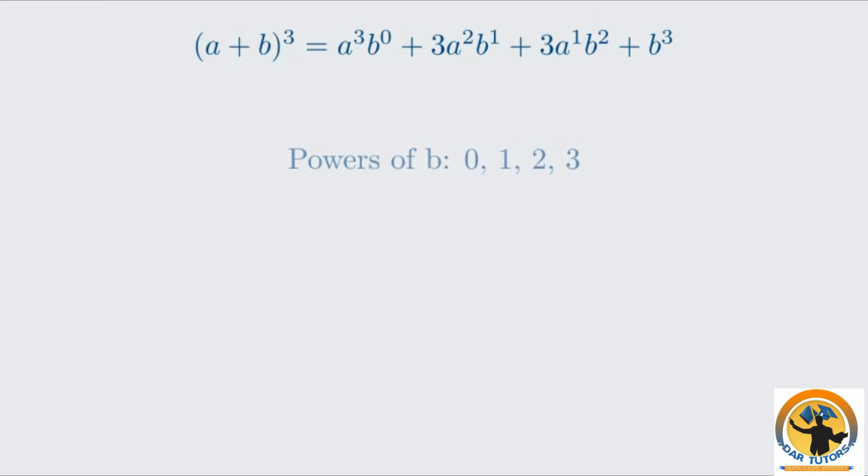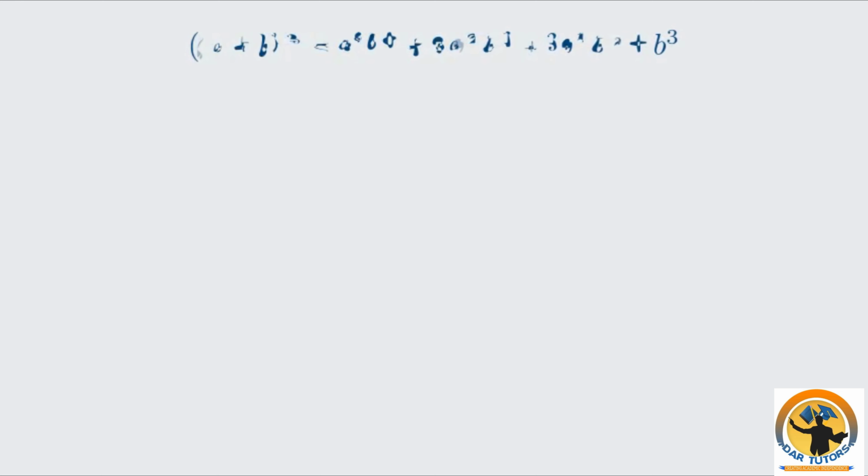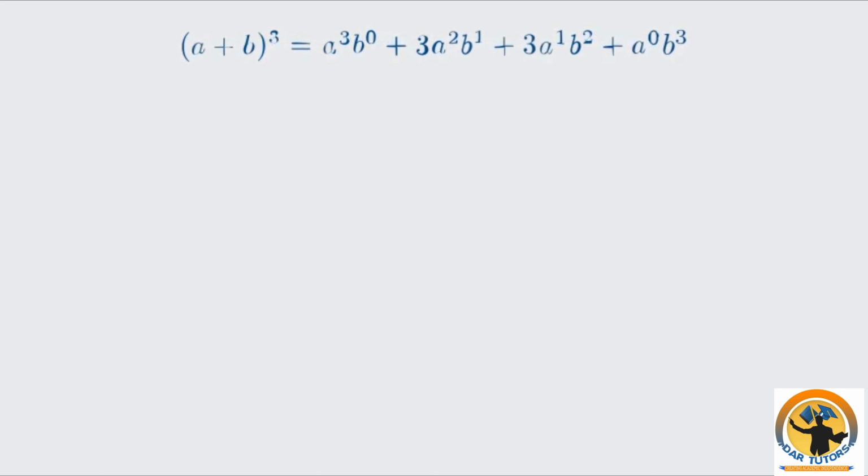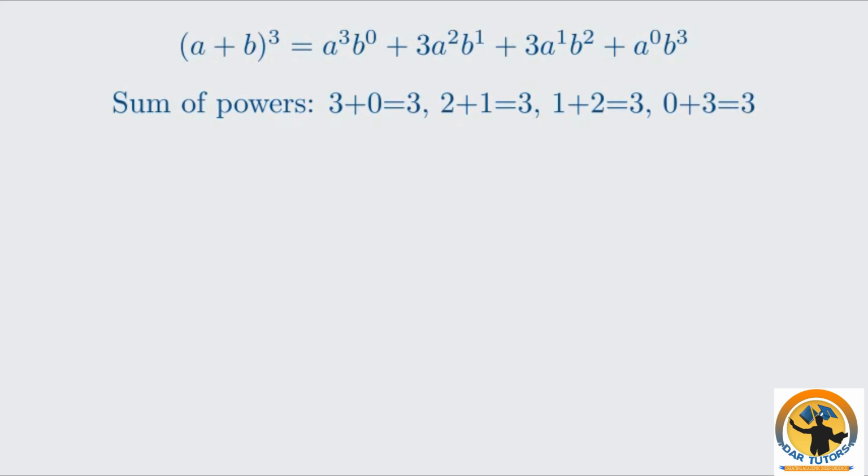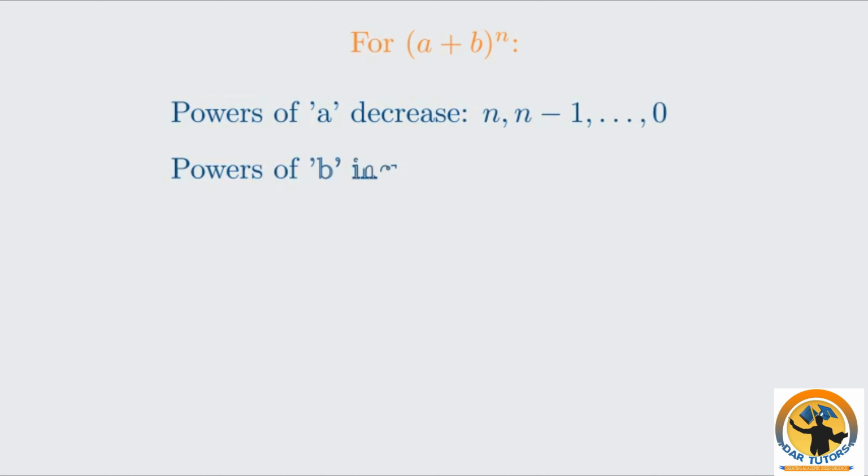A crucial observation is that the sum of the powers in each term is always equal to the original power of the binomial. For a plus b cubed, 3 plus 0 equals 3, 2 plus 1 equals 3, and so on. The sum of the powers in each term is always 3. This pattern holds for any positive integer power, n. The powers of a decrease from n to 0, the powers of b increase from 0 to n, and the sum of the powers in each term is always n.